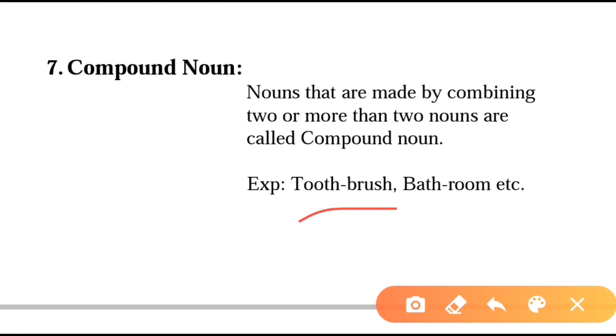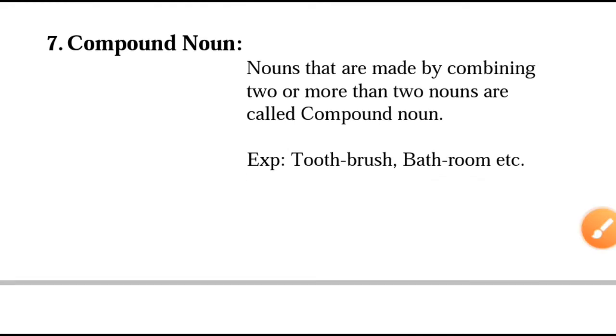Same case here, bathroom. There are two nouns, and when you combine them, it becomes a compound noun. So I think it's easy. When you combine two or more nouns, you will have a compound noun. Some examples are toothbrush, bathroom, and bedroom. These are all examples of compound nouns.